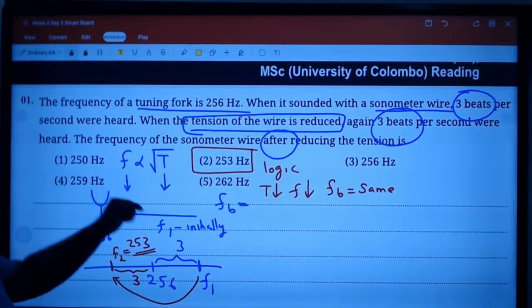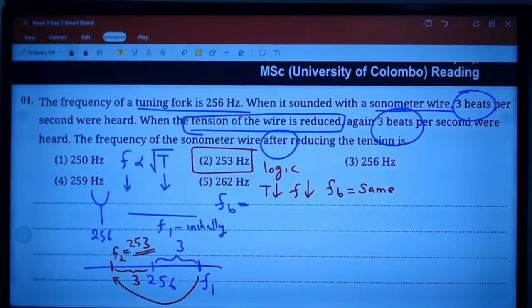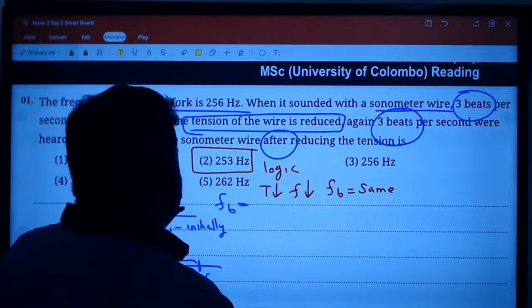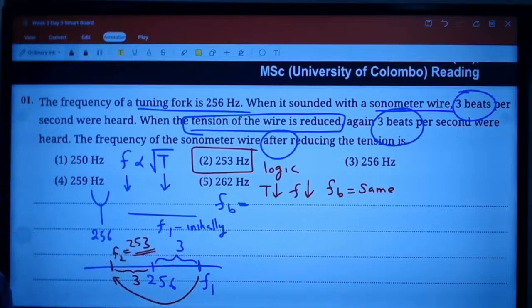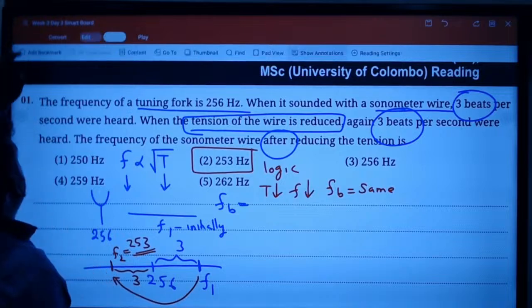When the tension reduces, the frequency reduces. Therefore, the final frequency will be less than 256 Hz. Okay. Right. Moving on.